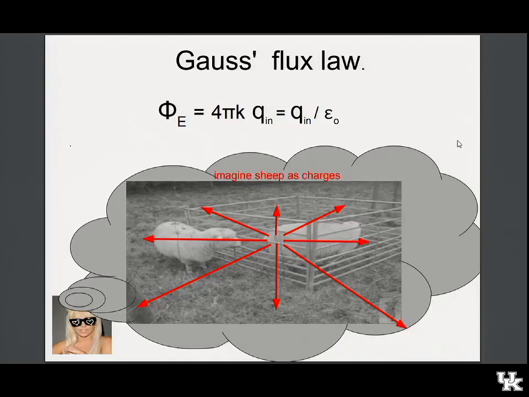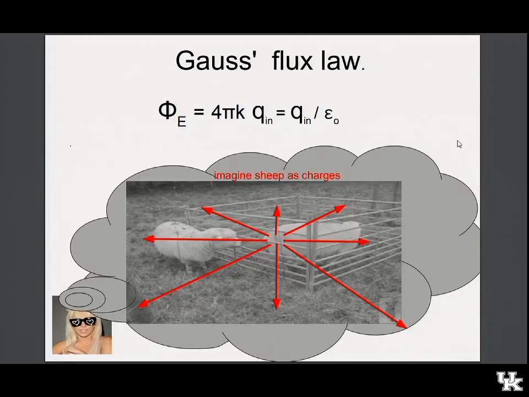A sort of closed pen containing the sheep. The electric flux due to the electrically charged sheep through that pen is determined by the sheep that are inside the pen and not the sheep that are outside the pen. So the point of this picture is that the flux through this pen here is determined by this sheep here, because he or she is inside the pen. It's not determined by this charge here, this sheep here, because he or she is outside the pen.